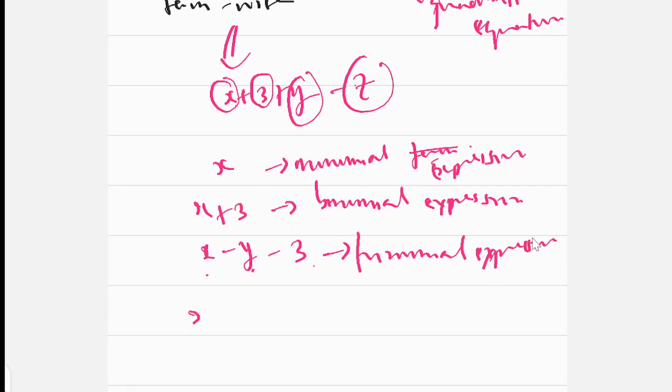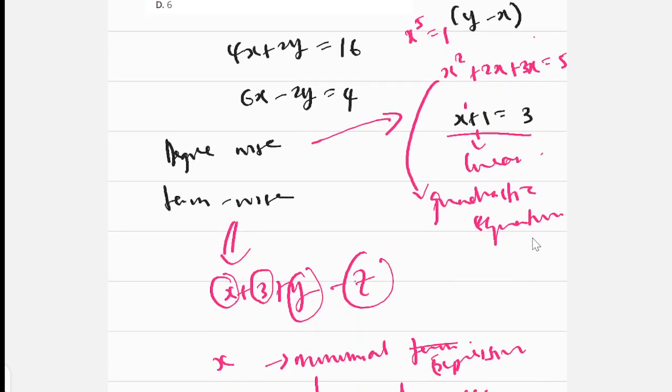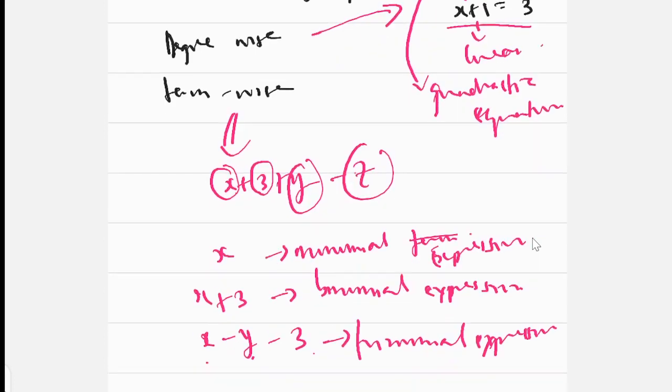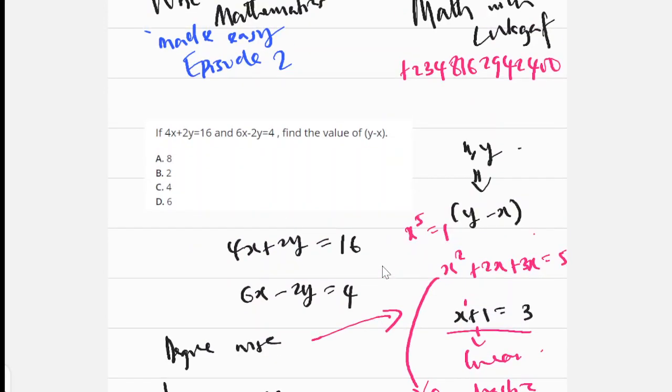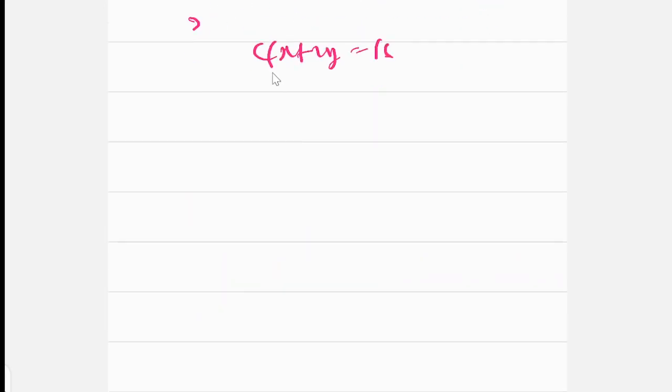And when you have 4 or more than 4 terms, you can have what we call a polynomial. But this way I'm going, now I have 4s plus 2y is equal to 16, and 6s minus 2y is equal to 4.